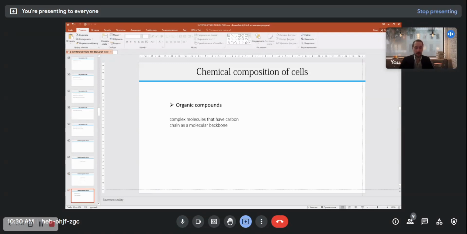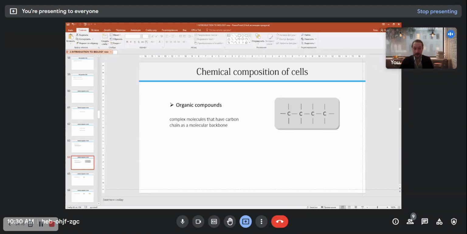Organic compounds, what is this? I'm sure that you will study this in much more detail during chemistry, but I want to give you a brief idea of what organic compounds are already in my discipline. So organic compounds are complex molecules that have a carbon chain as a molecular backbone. So this is a simple illustration of it.